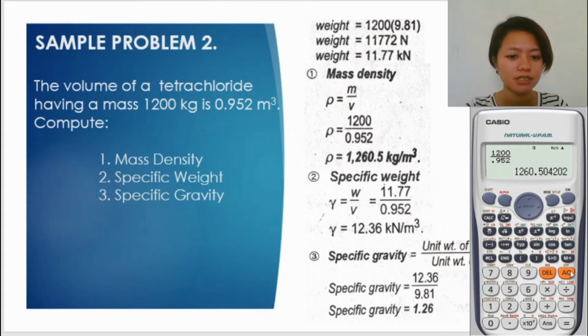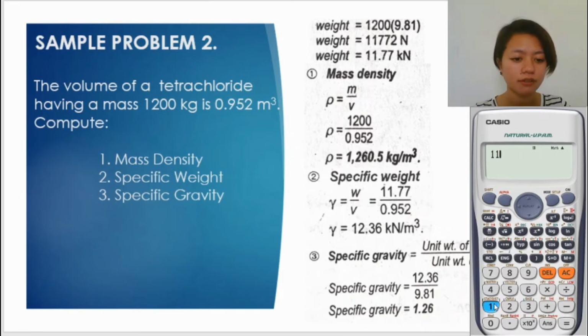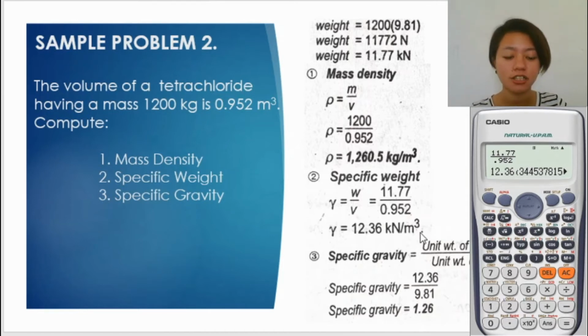Next, let's proceed with specific weight or unit weight. The unit weight formula is simply weight over volume. We already calculated the weight earlier. So, input 11.77 kilonewton over 0.952 volume. So, we have 12.36 kilonewton per meter cube. Direct substitution only. Last part, we have specific gravity.